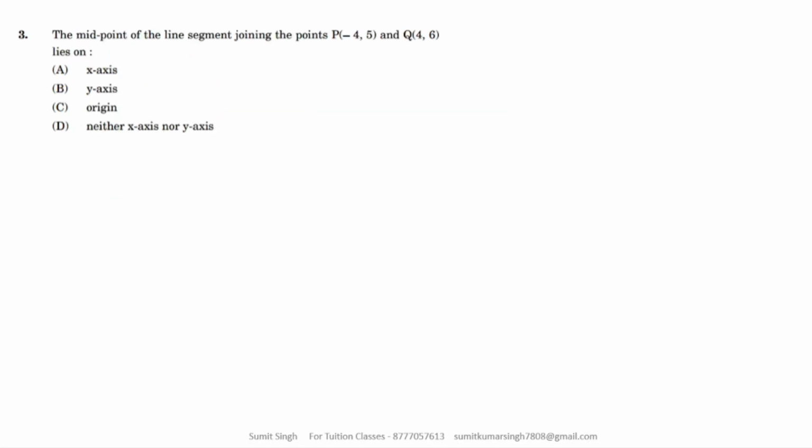In this question, we just need to find the midpoint of the line segment that joins P as minus 4 and 5 and Q as 4 and 6. You know that for finding the midpoint, it will be the sum of the x-coordinates divided by 2 and the sum of the y-coordinates also divided by 2.